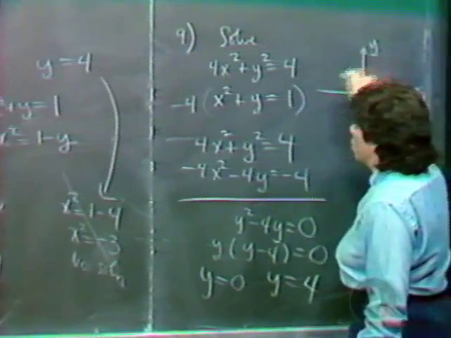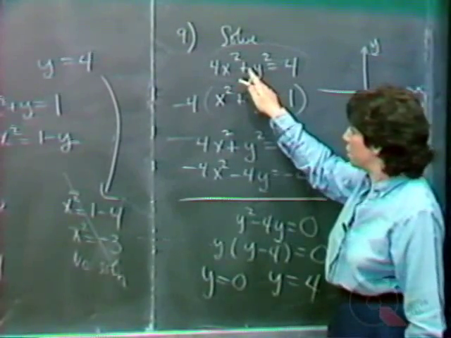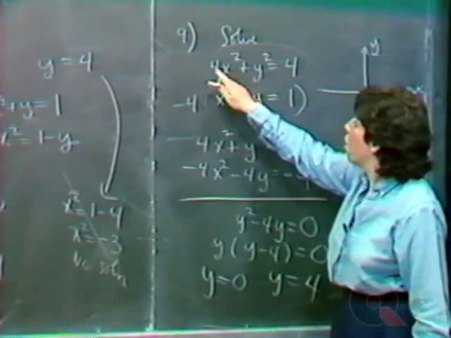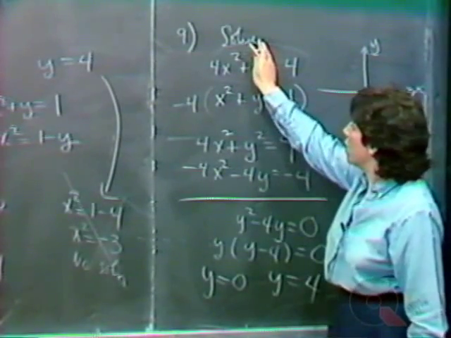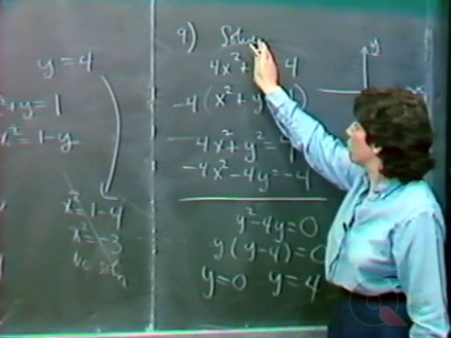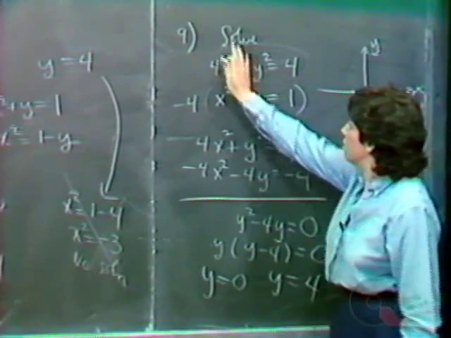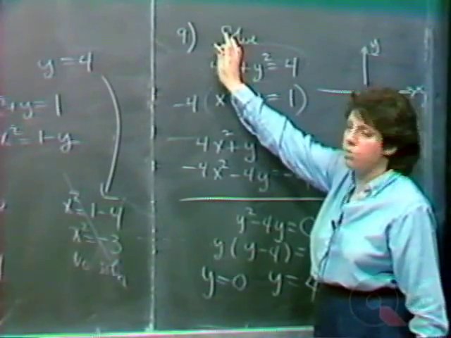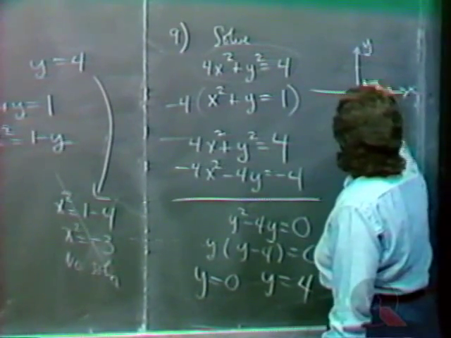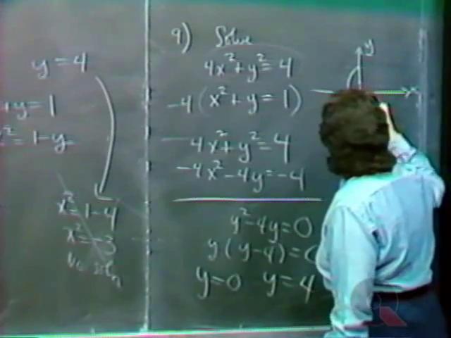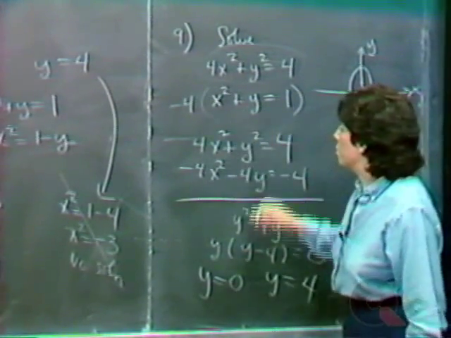The first equation is an ellipse. Notice that the coefficients of x squared and y squared have the same sign, but they're not equal. If y is 0, x squared is 1, x is plus or minus 1. And if x is 0, y squared is 4, y is plus or minus 2. And the ellipse looks like this.